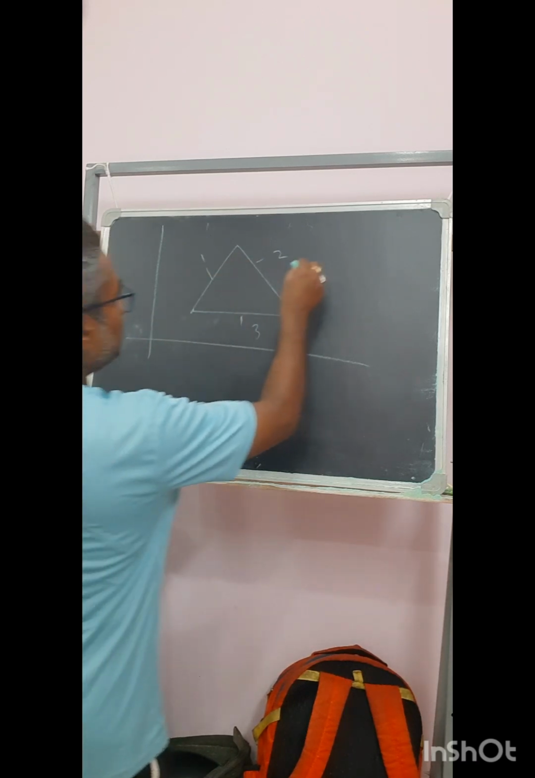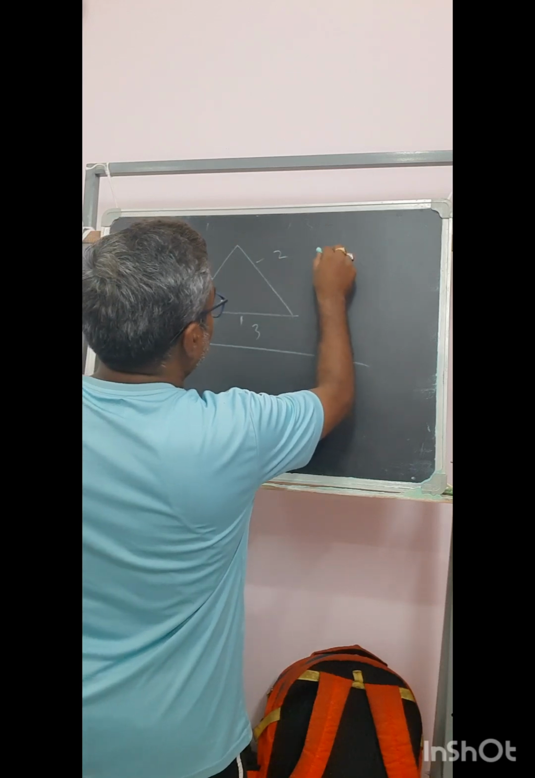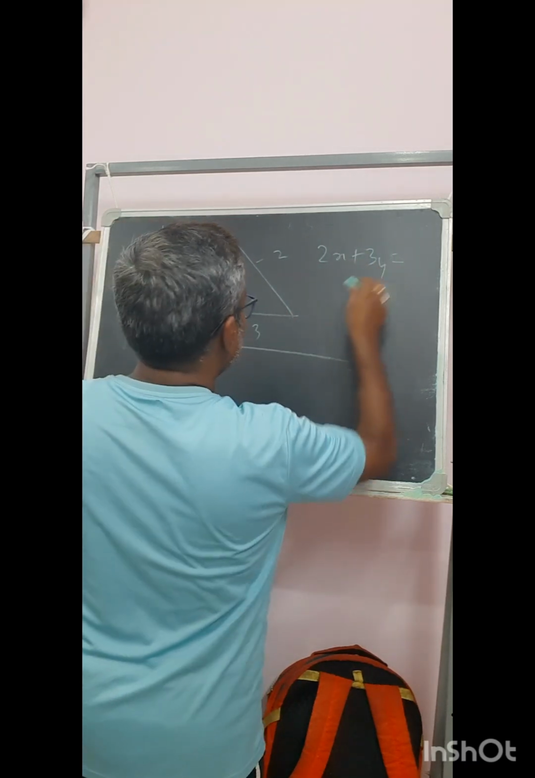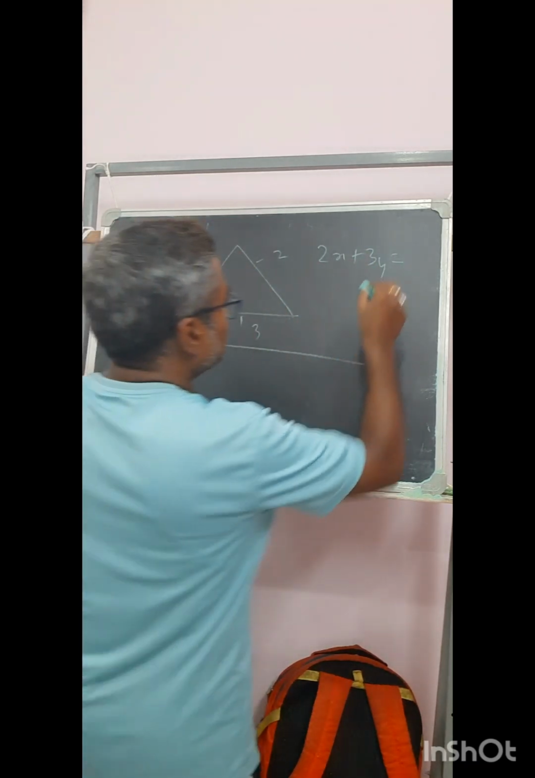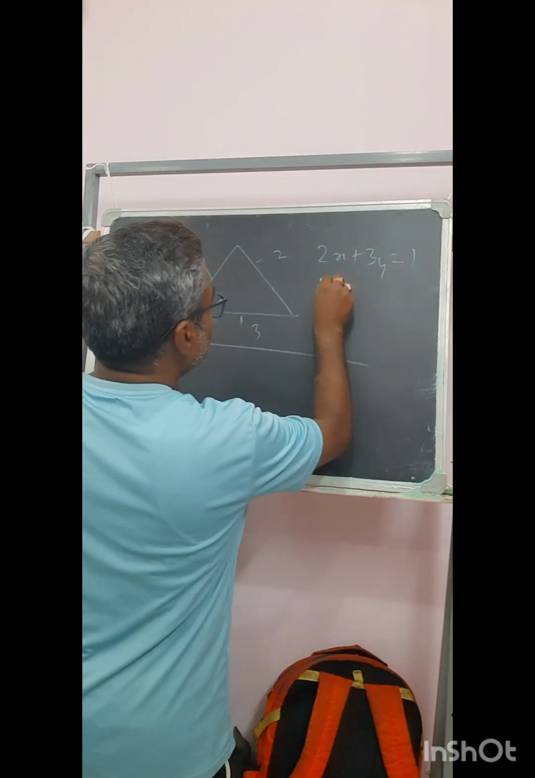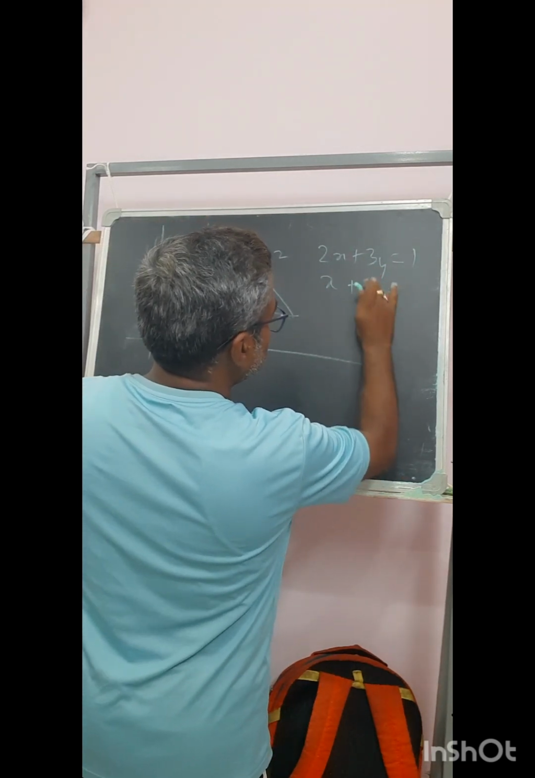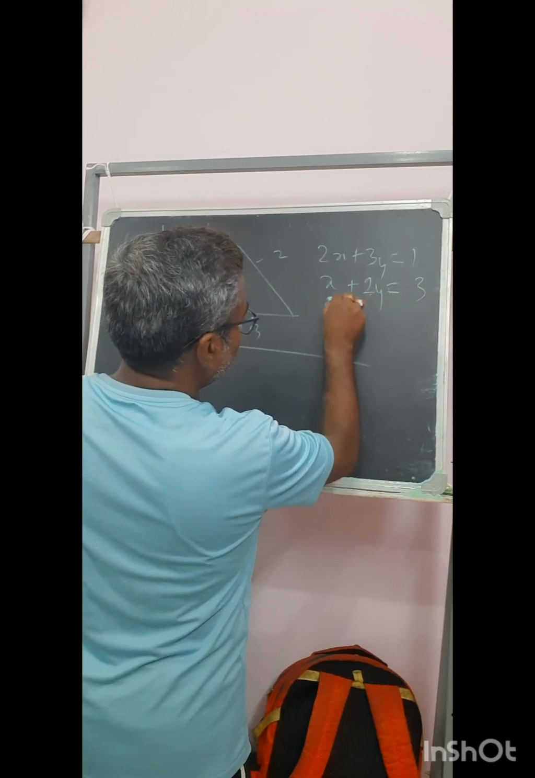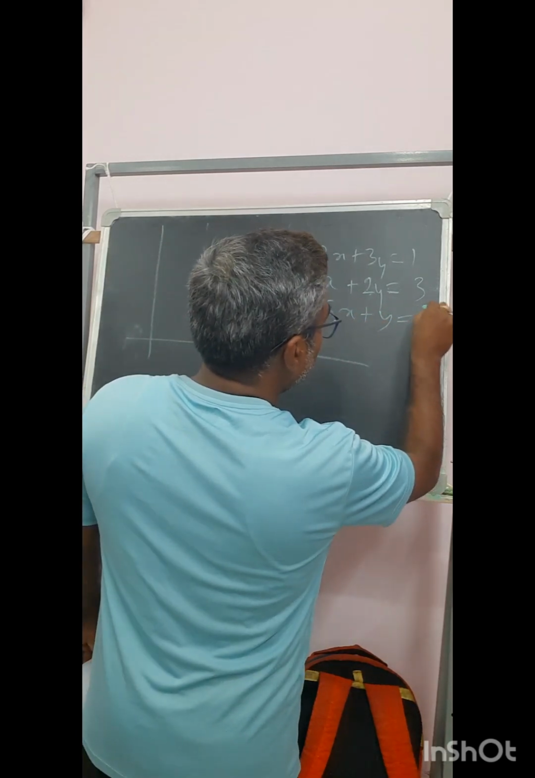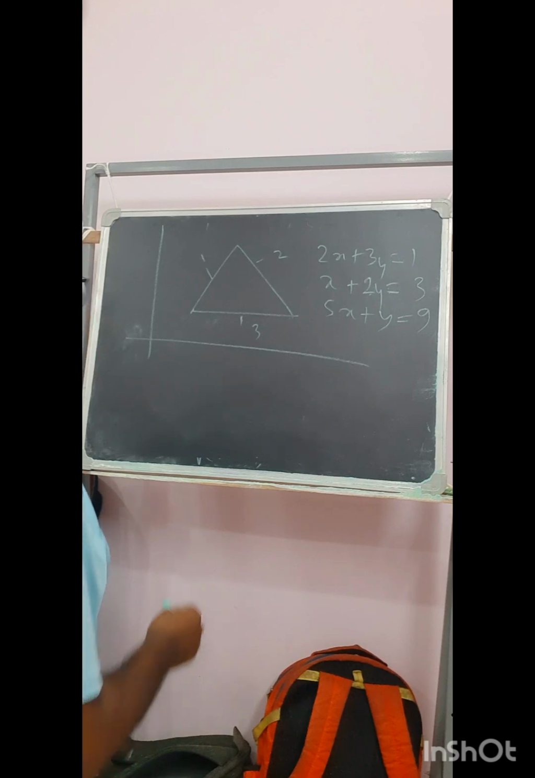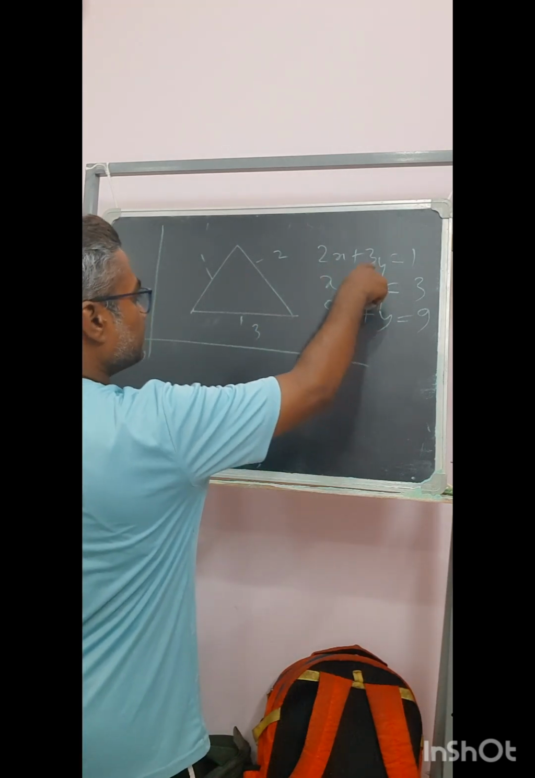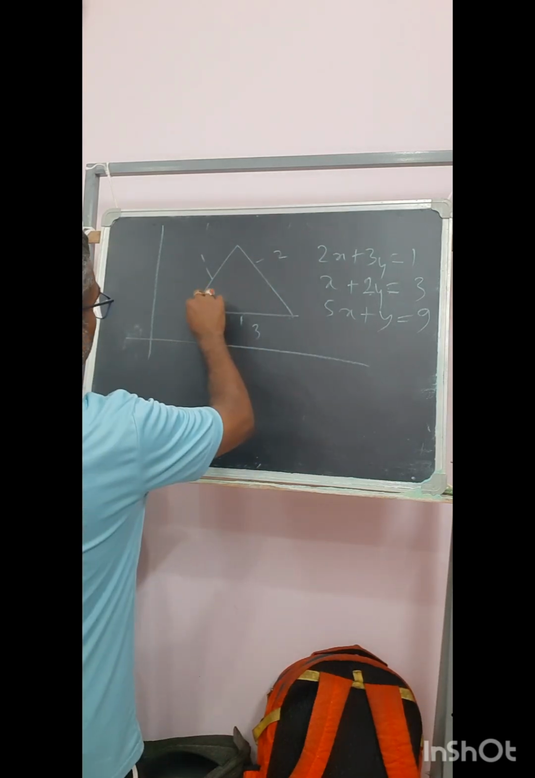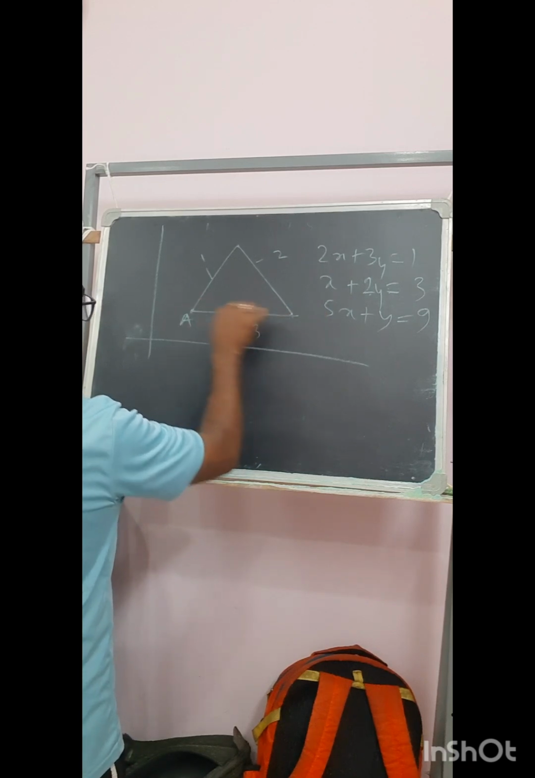So let's say this one is given as 2x plus 3y. I am taking a numeric example because if I take a general one, it will be tougher to understand. So x plus 2y is equal to 3, and let's say 5x plus y is equal to 9. If these 3 equations are given, I can see that they all have different slopes, so they will definitely meet each other. So if these 3 lines form a triangle ABC, what would be the area of this triangle?